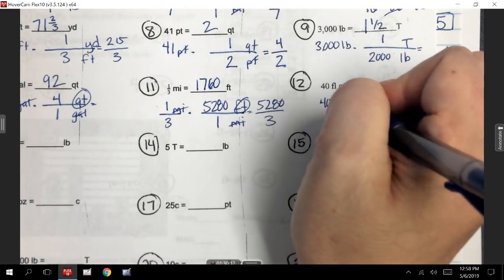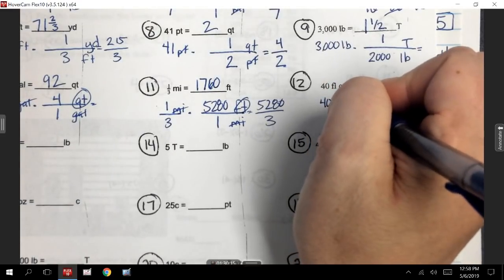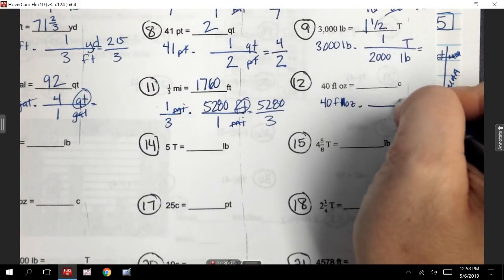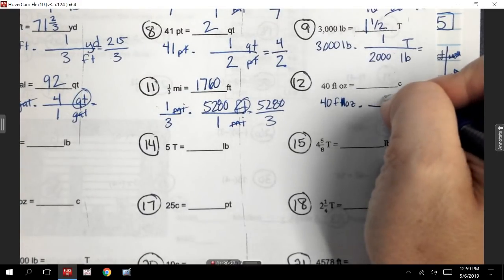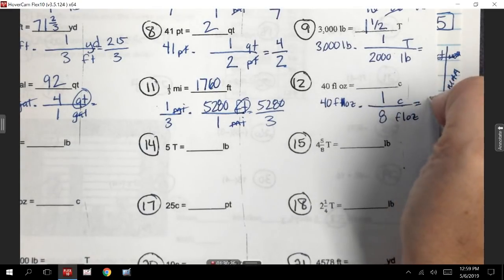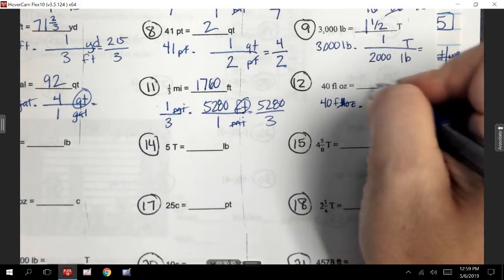1,760. All right. 40 fluid ounces. That's fluid, not feet ounces. Fluid ounces on the bottom, cups on the top. All right, we said that one cup equals 8 fluid ounces, correct? So I end up with 40 over 8, which is going to equal 5.